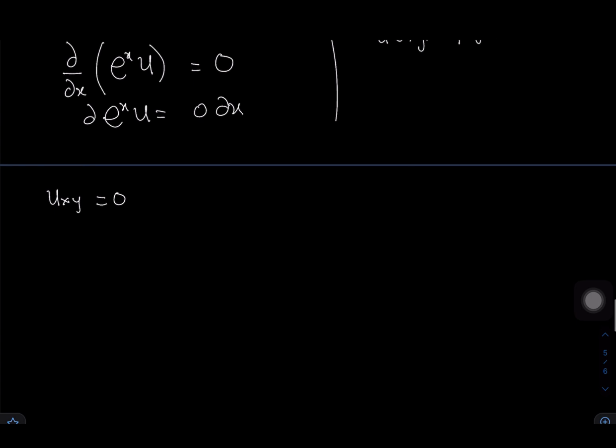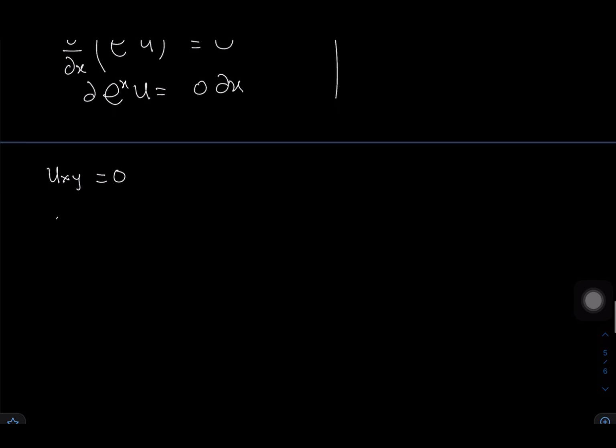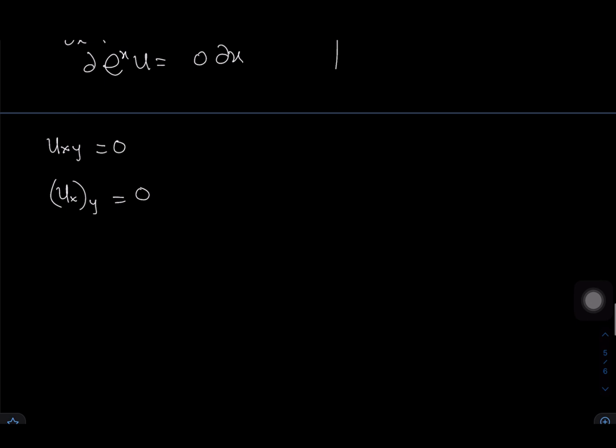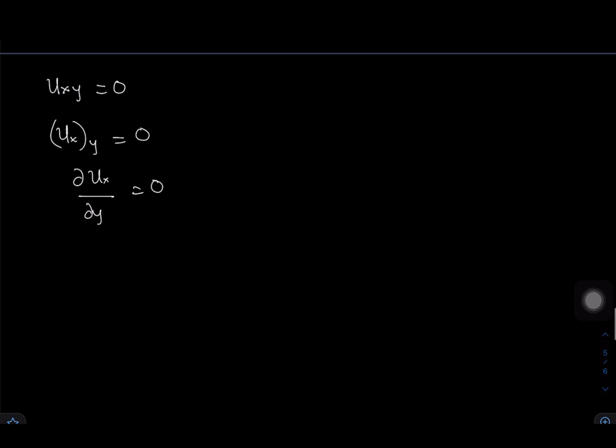Okay, so we have the physical quantity u being differentiated with respect to x and y at the same time. I can rewrite this as u x or y being equal to 0. Then this is the same as del u x del y is equal to 0. So I have del u x being equal to 0 del y.